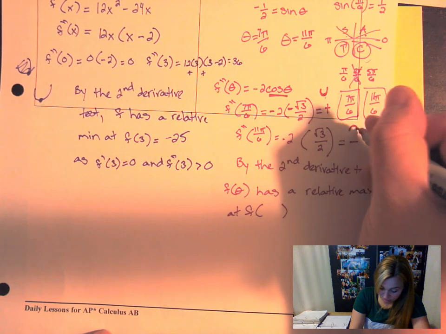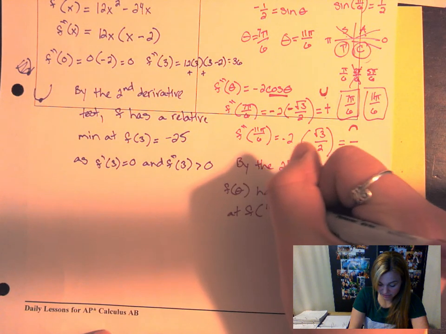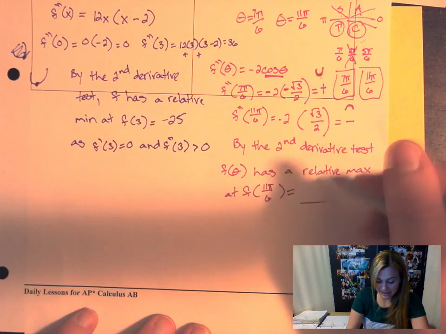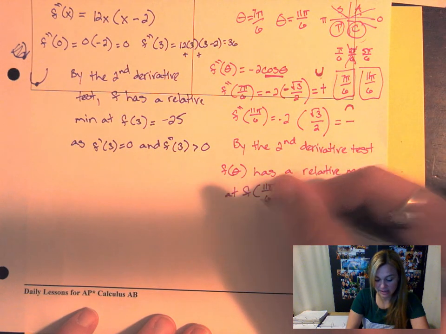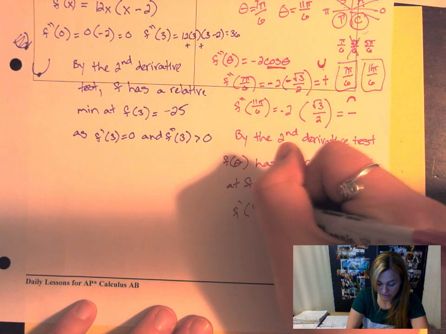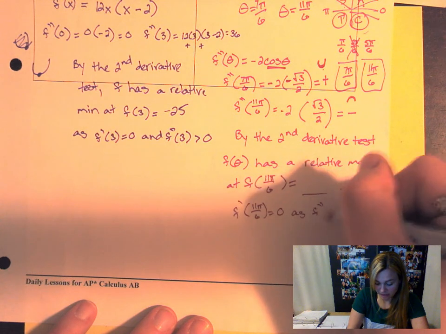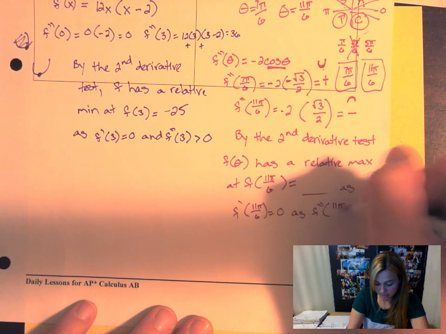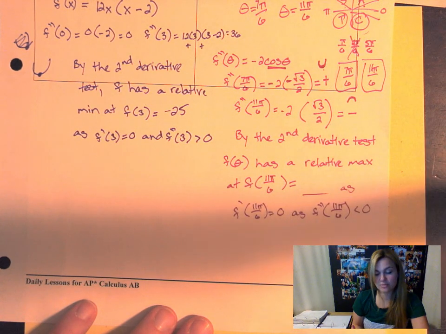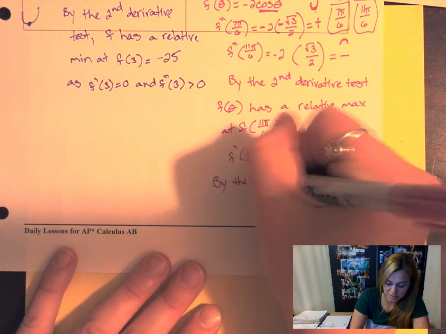Concave down is when f double prime is less than 0. So at 11 pi over 6, and I'm going to figure out that value in a second. By the second derivative test, f of theta has a relative max at f of 11 pi over 6, and my reason is, f prime of 11 pi over 6 is equal to 0, and f double prime of 11 pi over 6 was less than 0. This is really wordy. You're going to make so many friends.